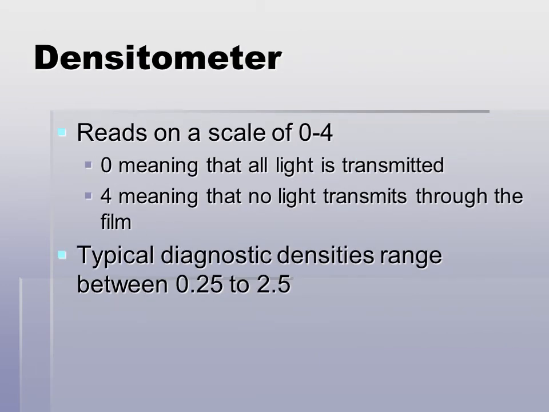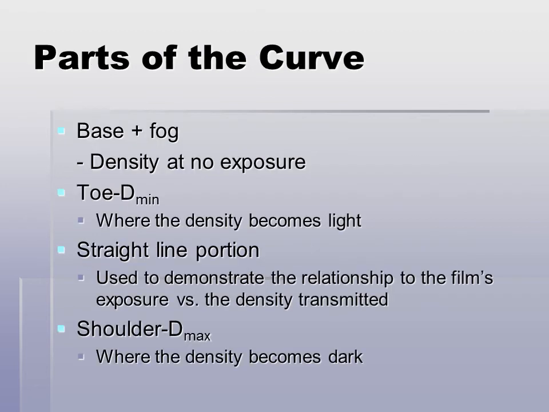Densitometer readings, again, are on a scale of 0 to 4. 0 means that all the light is transmitted, and 4 means no light is transmitted through the film. Typical diagnostic densities range between 0.25 to 2.5. So when we look at the sensitometric curve or the D log E curve, you'll notice it starts normally at 0.25 and ends at 2.5 for the diagnostic portions.